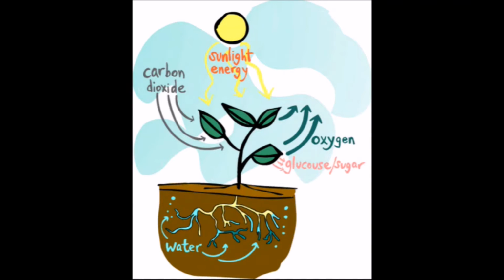In the process of photosynthesis, it takes energy from the sun, takes carbon dioxide from the air, and water from the soil to form a common sugar found in plants called glucose. Photosynthesis happens in the leaves of plants.